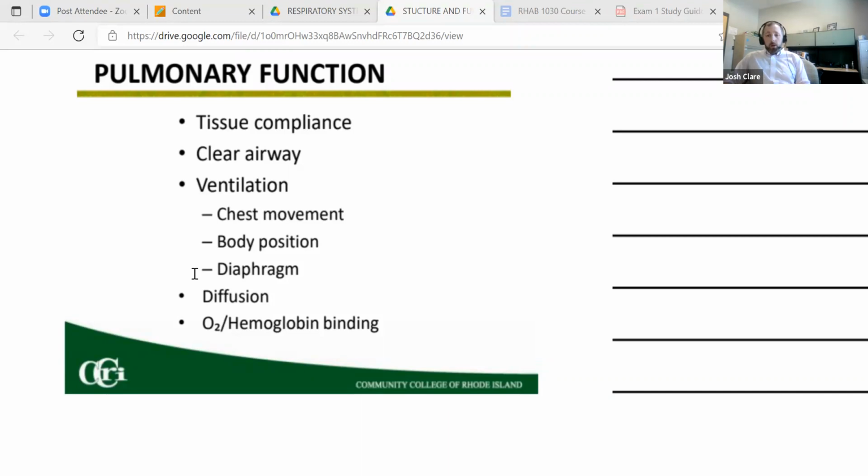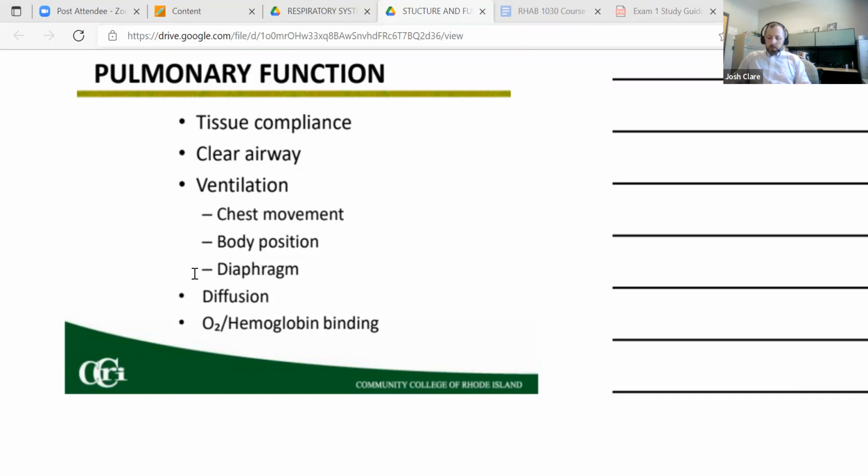We want a clear airway. Any resistance to the air, like we talked about with the mucus, just preventing that airflow, is going to be an issue. We need chest movement to happen. So we need the ribs to expand and be able to fill up that area.